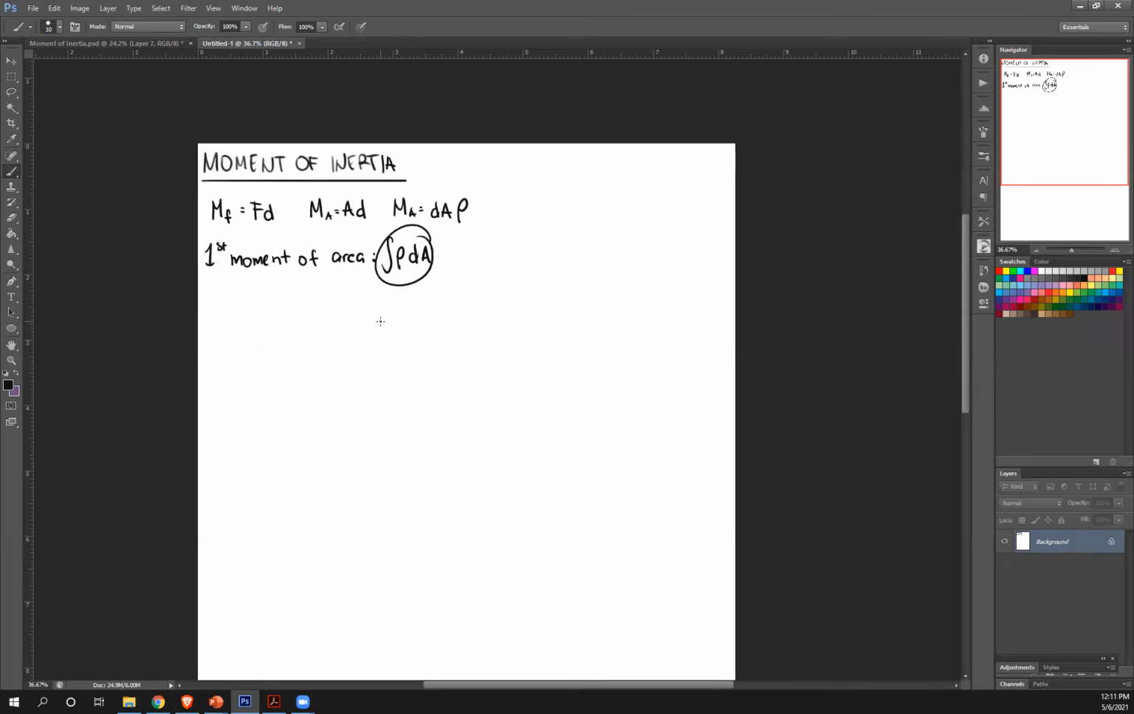Then, when we multiply this expression by another moment arm, by the way, remember perpendicular distance to a reference axis is also known as your moment arm. So your rho is a moment arm here. And then multiplying this expression by another moment arm, you get your second moment of area. And that is, multiplying this by rho, you have rho squared dA. Okay?